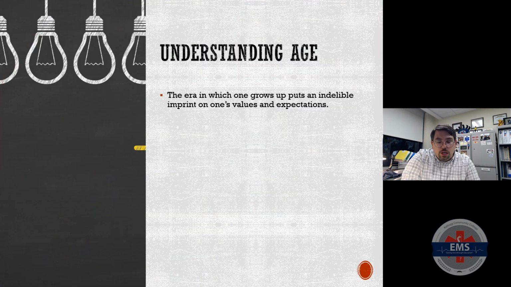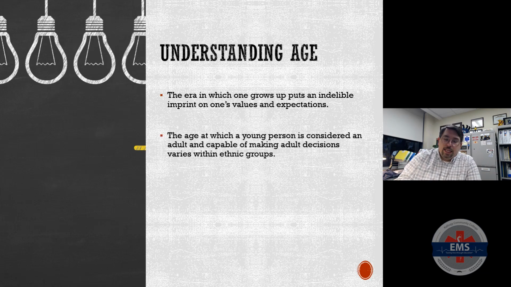Now, there are a number of different aspects when we think about diversity. One of them is age, right? We've got to understand age. The era in which one grows up puts a significant imprint on their views and values and expectations. Their upbringing has an impact. Now, life experience has an impact on that as well. It's really important that we recognize that age really should never be a form of discrimination, number one.